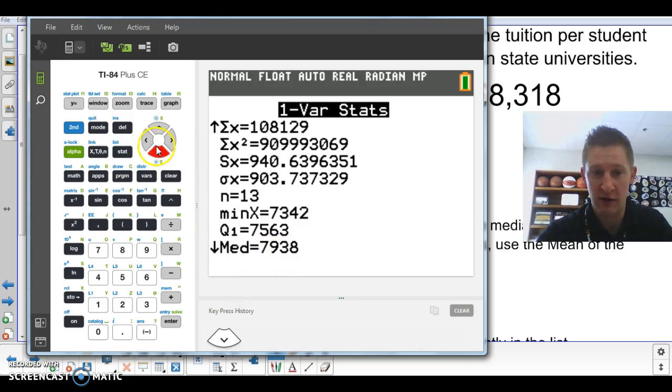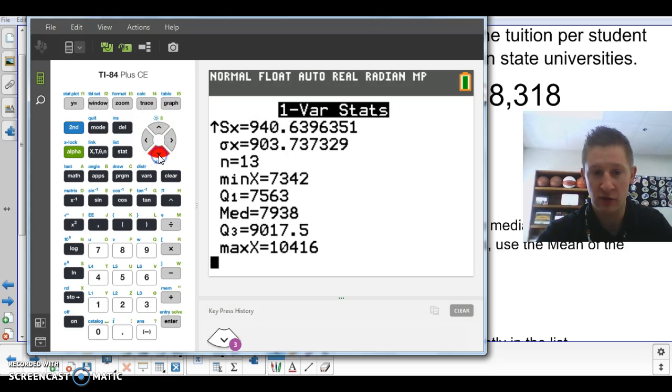Now as I scroll down, and you can scroll up and down all you want, I'll scroll all the way to the bottom just so we can see everything that there is. So MED is median, Q3 the third quartile, max x, that's the maximum value in your list of data. So the most expensive school on the list costs $10,416 per year. I believe that's Madison. So we're looking for the median.